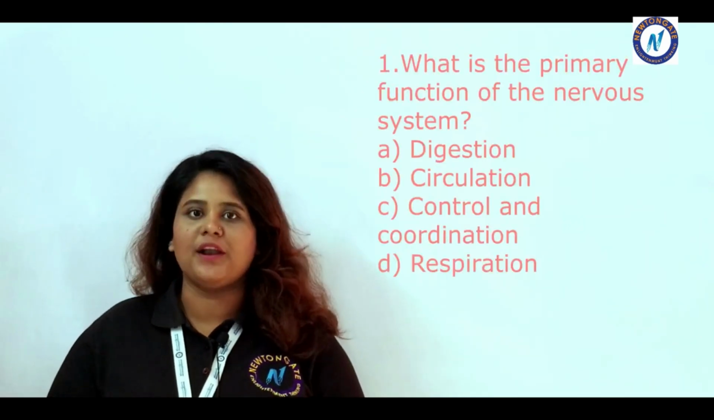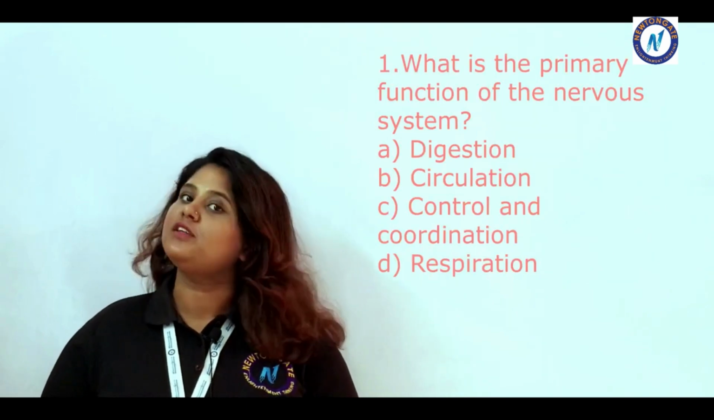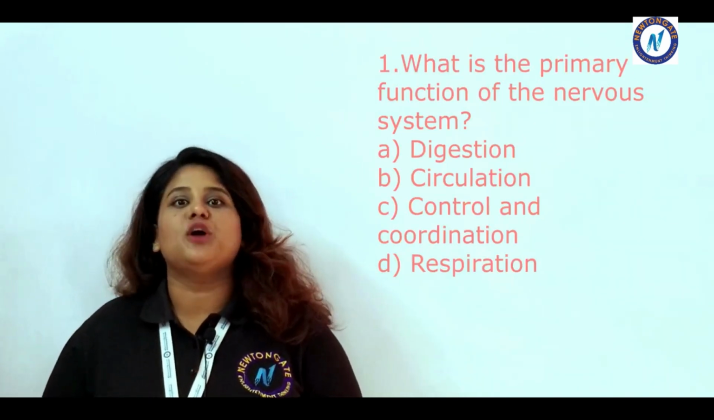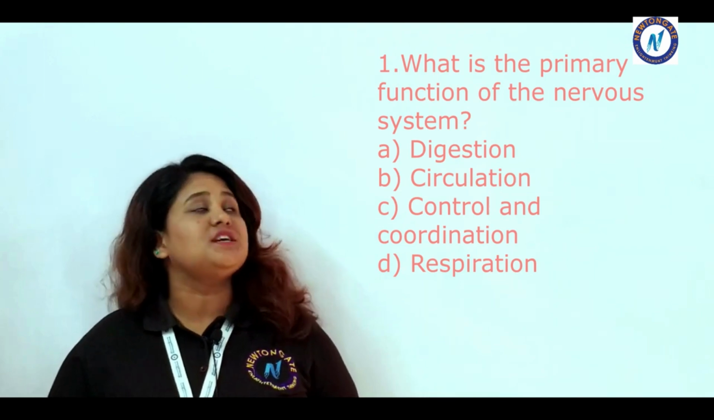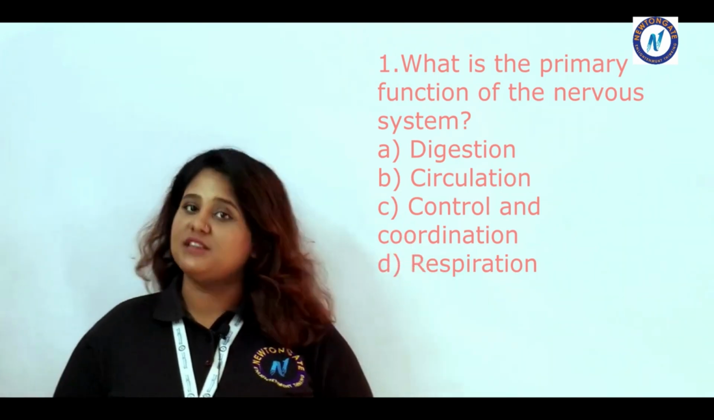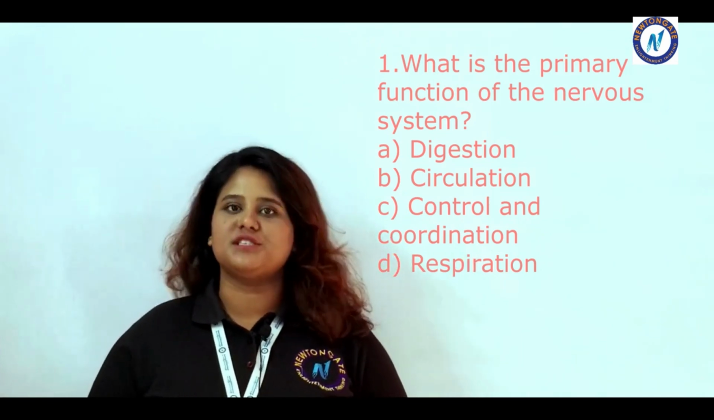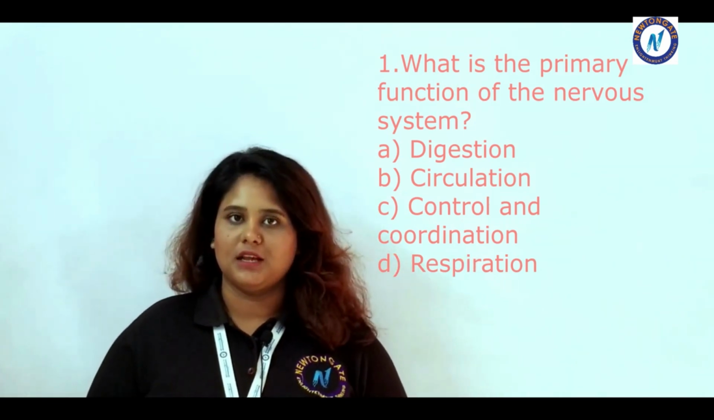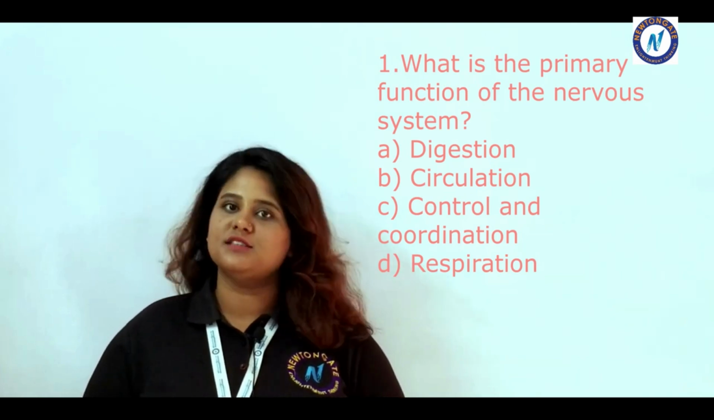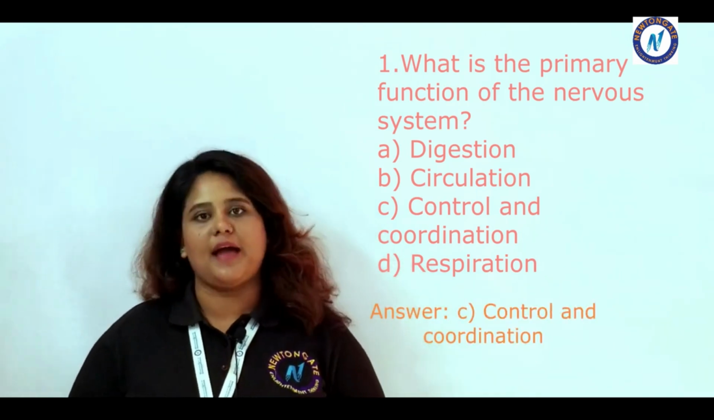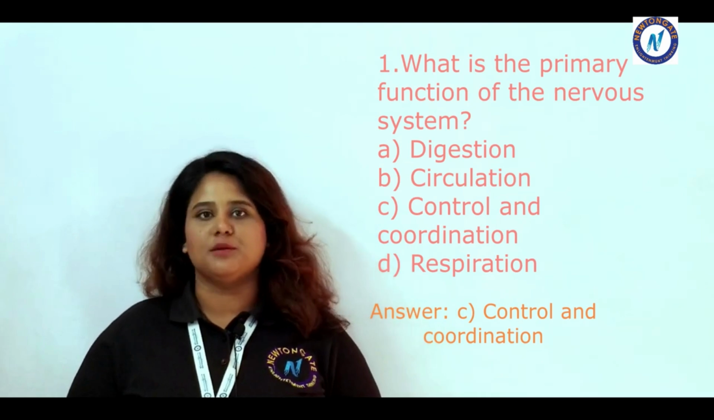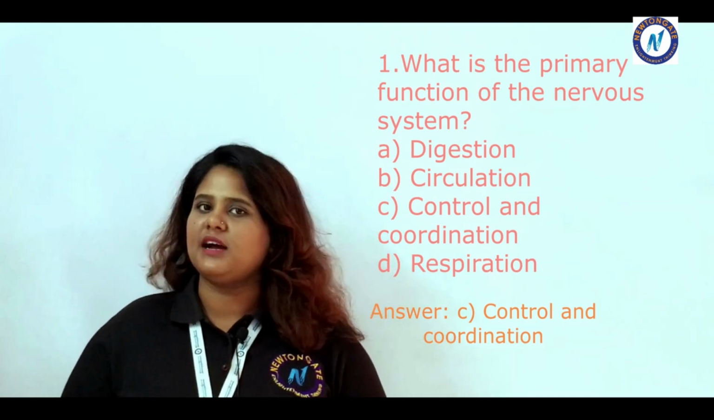So what is our first question? Our first MCQ asks: what is the primary function of the nervous system? Let me tell you the options. Option A, digestion; option B, circulation; option C, control and coordination; and option D, respiration. So what will be the answer? The answer is, of course, control and coordination. That is option C. This is a very easy question, so I am not discussing it any more. All of you know the answer.